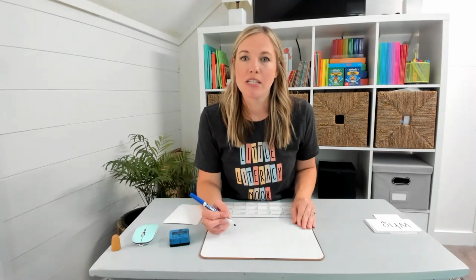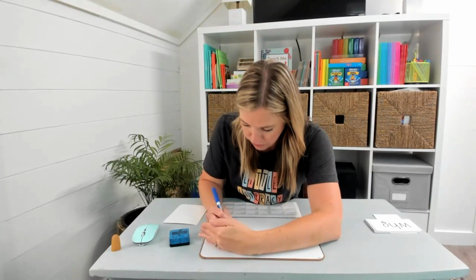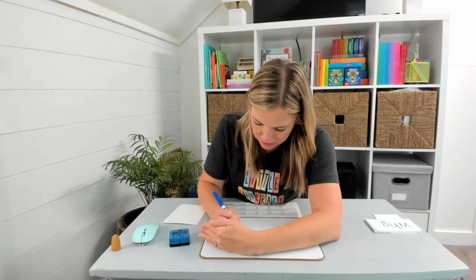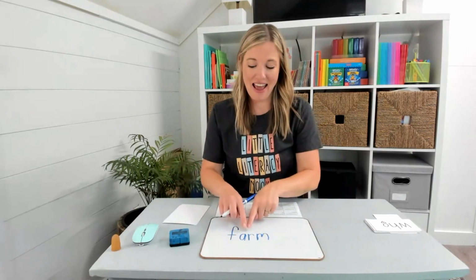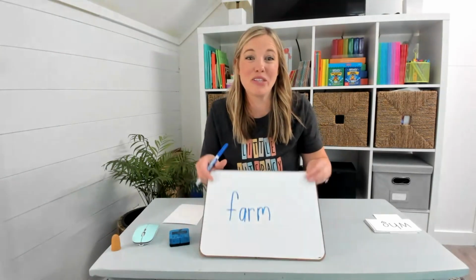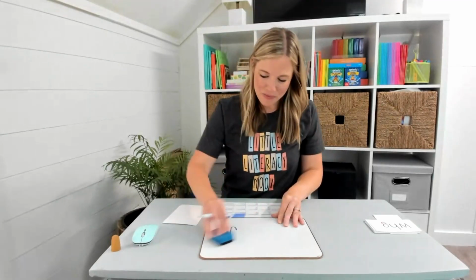Okay, let's get ready for our next word. You're going to spell this one on your own. You ready for it? All right, here we go. It is farm. Say that word. Farm. Stretch it. Okay, write it, but don't peek at my board. I'm going to write it too. Okay, how did you spell it? I spelled it F-A-R-M. Is that how you spelled it? Oh, great work.